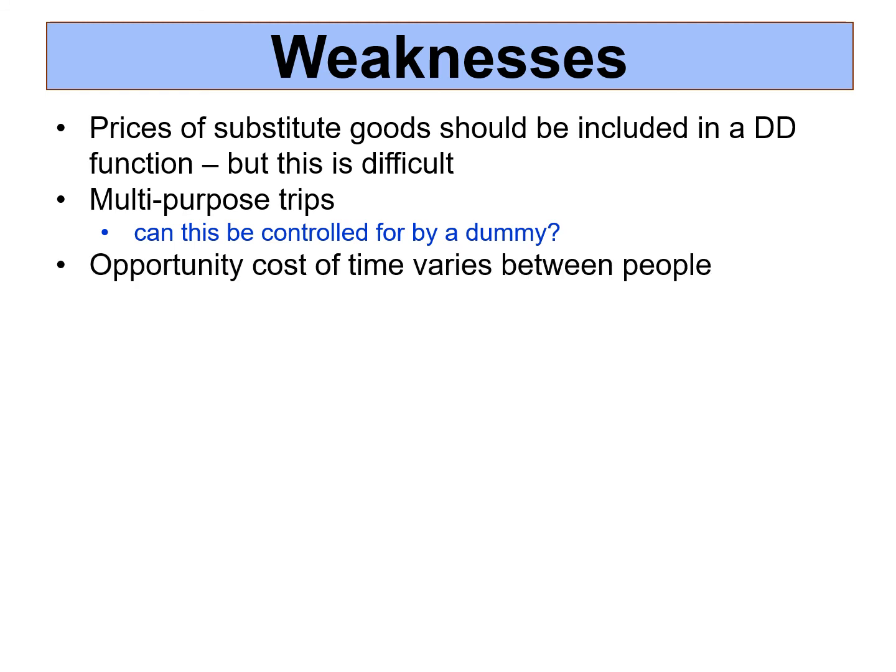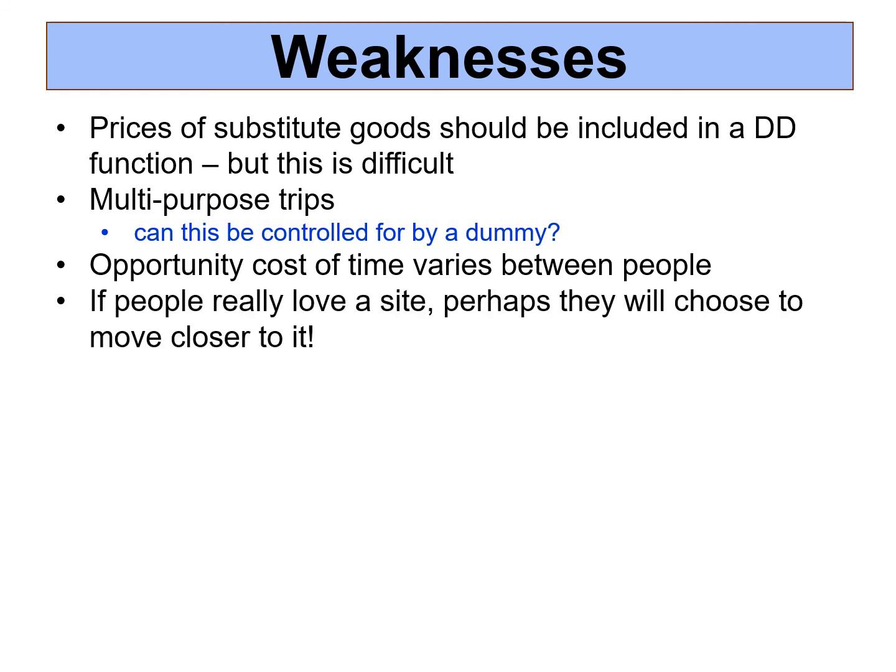Next, the opportunity cost of time varies between people. For some people, 1 hour is worth like 10 ringgit. But for some people, 1 hour is worth 100 ringgit. So different people will have different values for their opportunity cost of time. Also, if people really love a site, perhaps they will choose to move closer to the site, right?